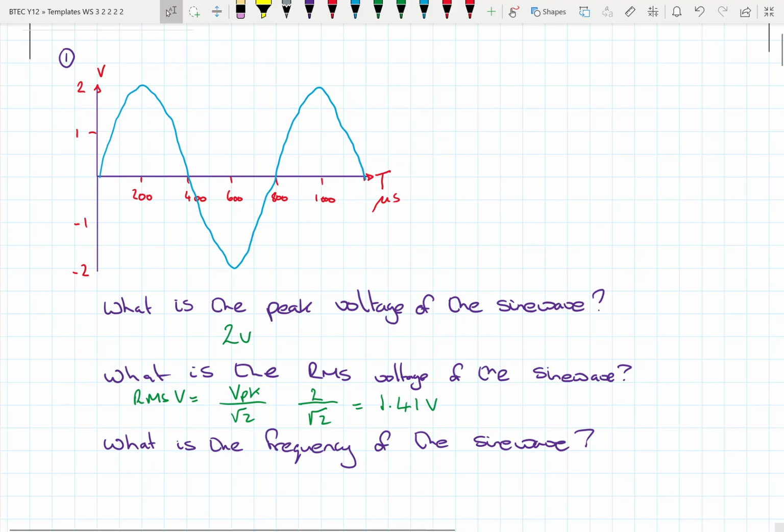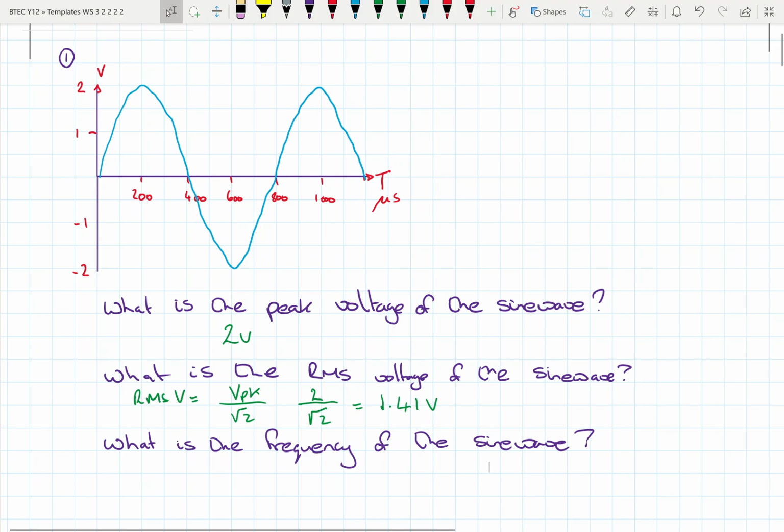Why do I know that's the right answer? Well, it's less than 2 volts, so we know we're in the right ballpark. So what is the frequency of the sine wave? So frequency is related to time periods, the time it takes to do one cycle. So it doesn't matter where you start as long as you go back to the same point. So here to here would be 800. If we go from here to here, then again that's going to be 800.